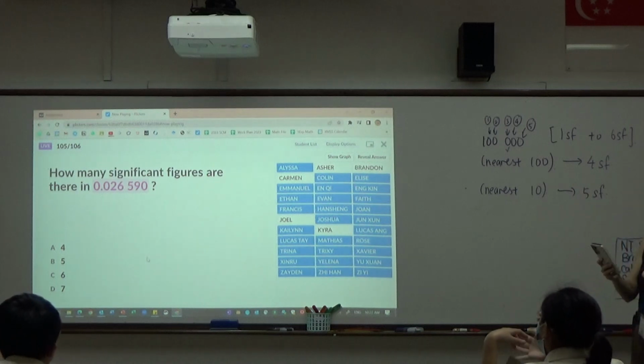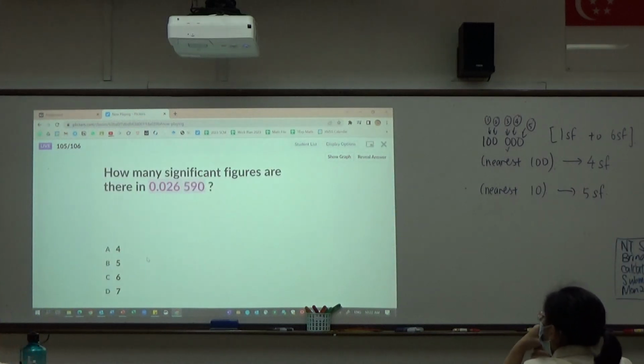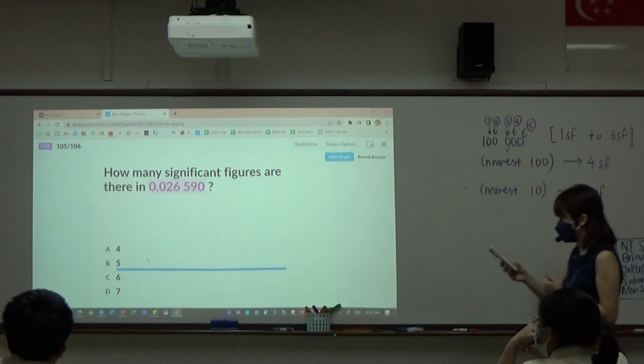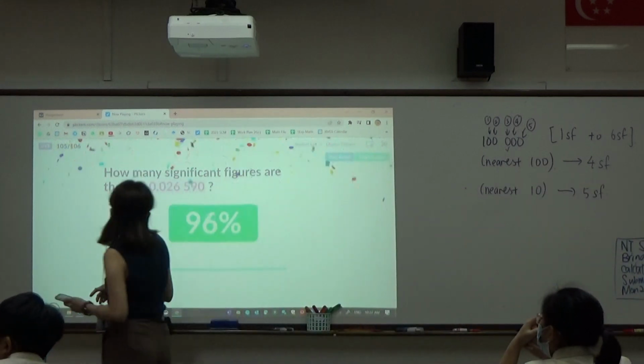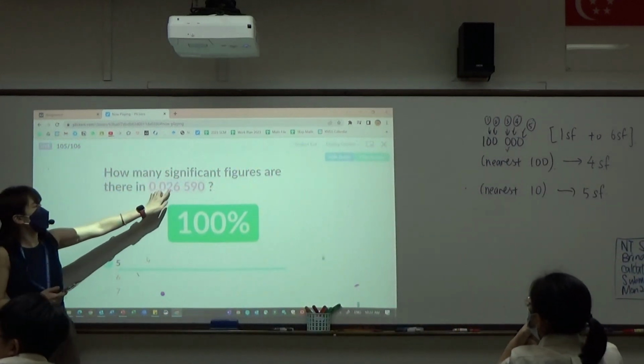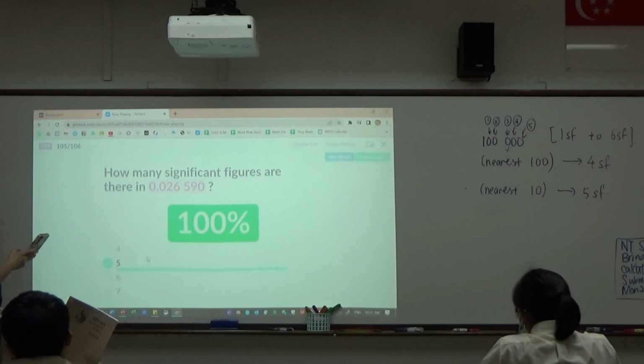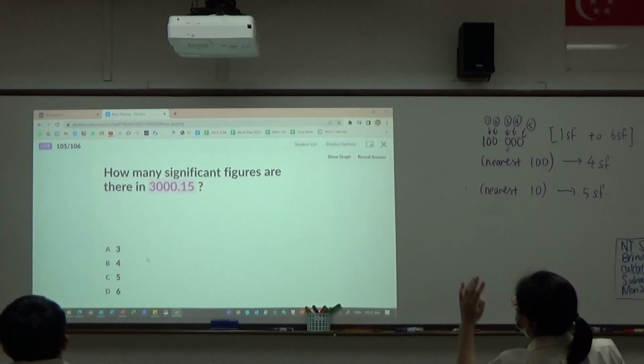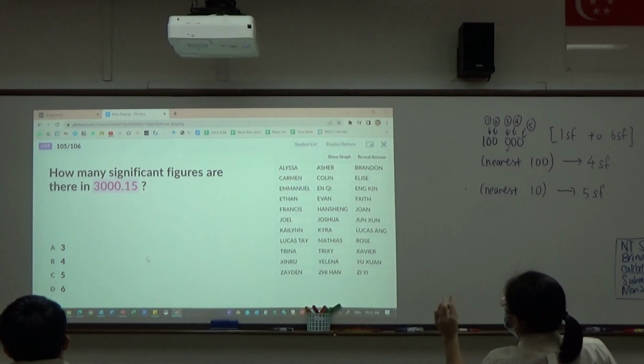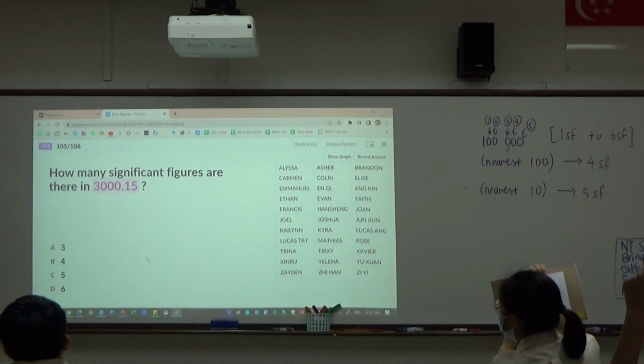Okay, alright, so let's see. All of you also choose 5, and that is the correct answer. So that's great. So we start counting from here. Next one. Okay, 3000.15. How many significant figures are there?